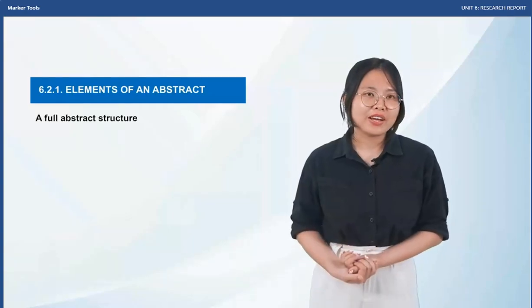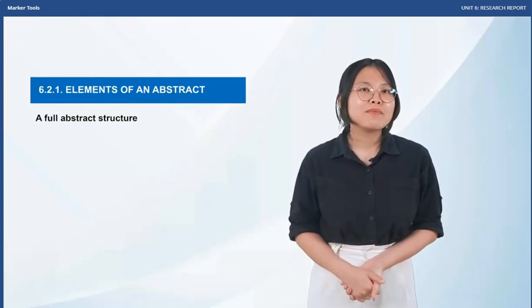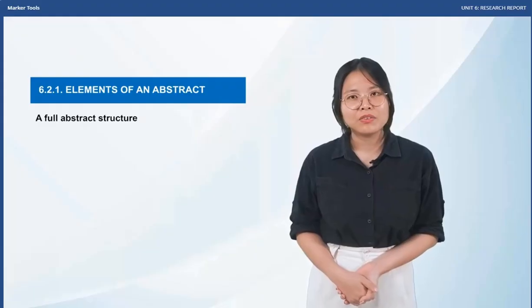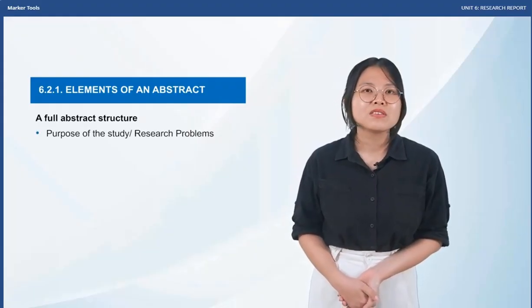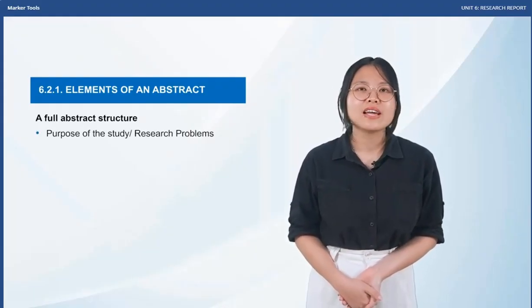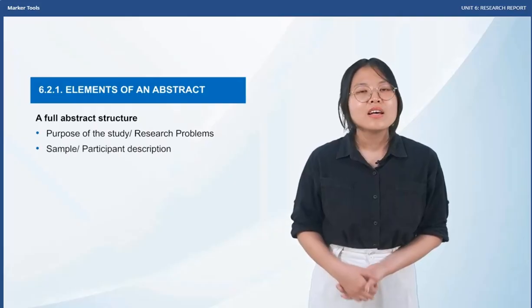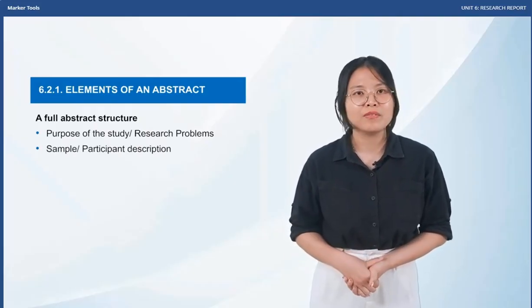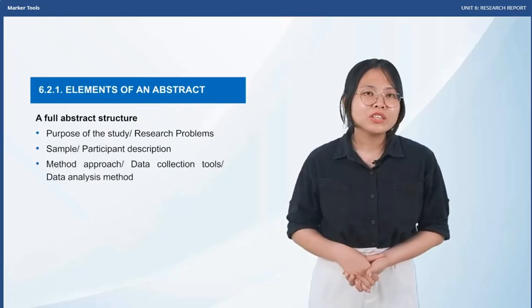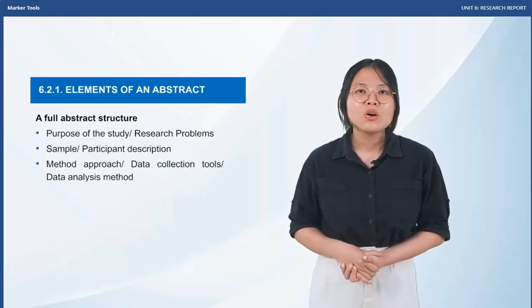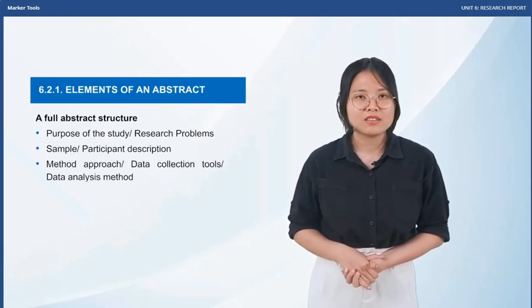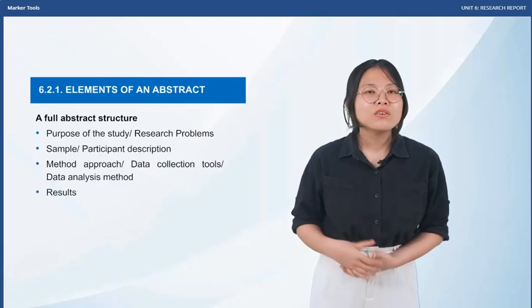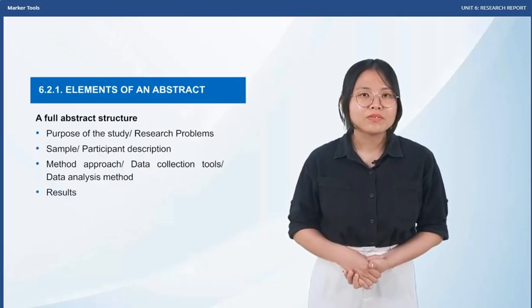For a full abstract, there are 5 main parts that you need to be careful about. First is the purpose of the study, or you can state the research problem. Tell us about the sample, the participants, and describe them. Then the method approach, the data collection tools, or the data analysis method. And also summarize the result.